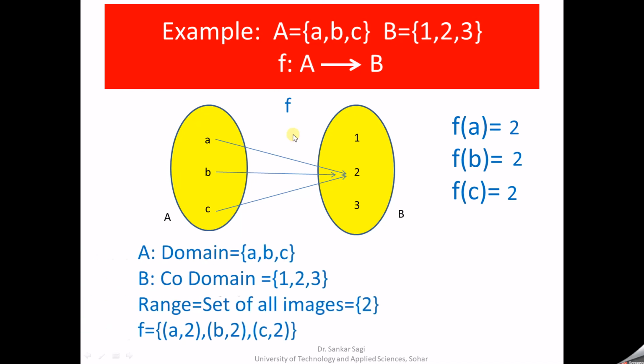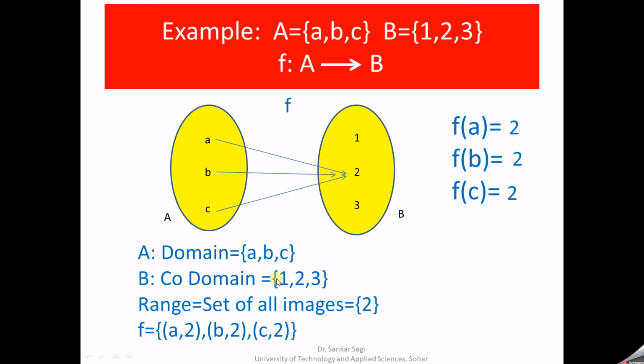And for this function, let us see what the domain is. Domain is the first set, the set containing A, B, C. And the codomain is the second set. The second set is {1, 2, 3}. And the range is the set of all images. So we have to write the images of the elements in the first set. A's image is 2, and B's image is also 2, and C's image is also 2. Therefore, the set of all images is only the set containing 2, as we don't repeat the elements in sets.